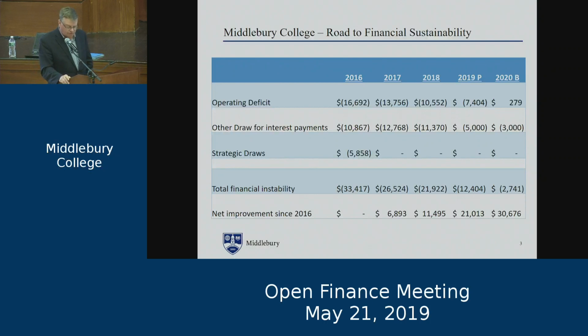And in 2020, the budget that was approved by the board last week shows a $279,000 operating surplus, $3 million coming out of the endowment to cover interest, which will go to zero in '21, and thus improving the operating results of the college by $31 million over this period of time. We would not have gotten here without the help of everyone in this room. And President Patton, the Board of Trustees, and the senior leadership team are well aware of the effort made by the staff of this institution to help us achieve that. And I want to recognize that and thank you all personally.